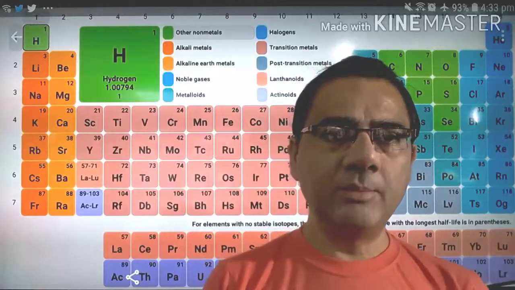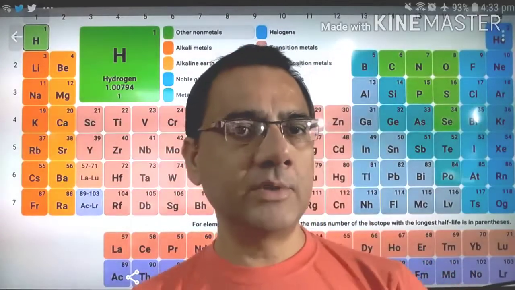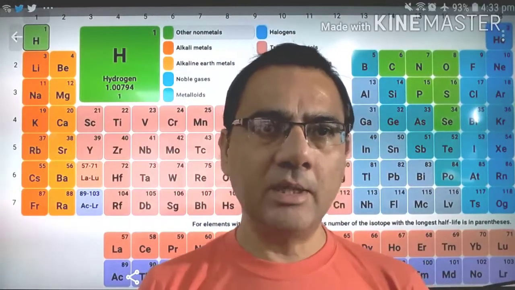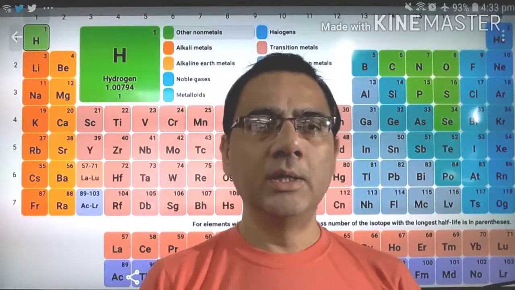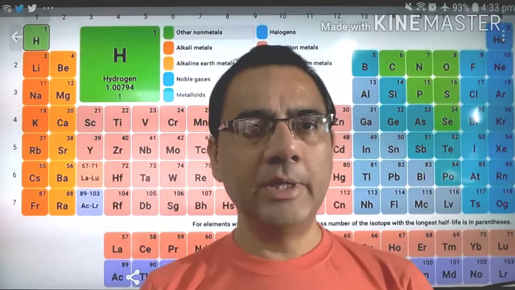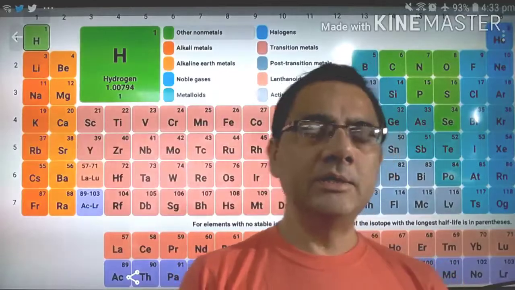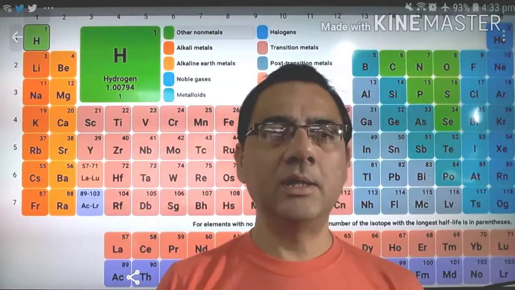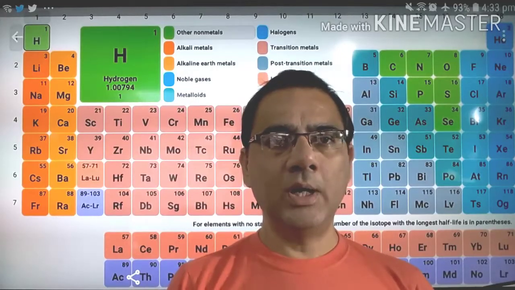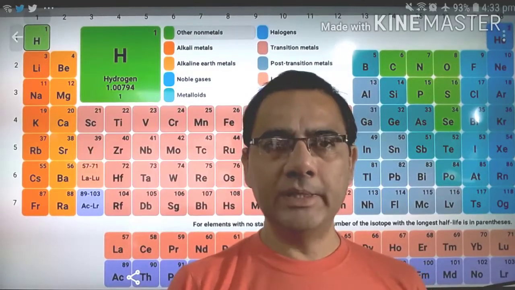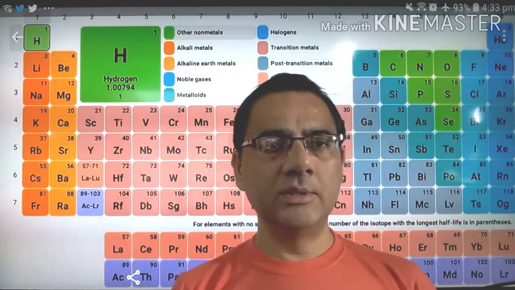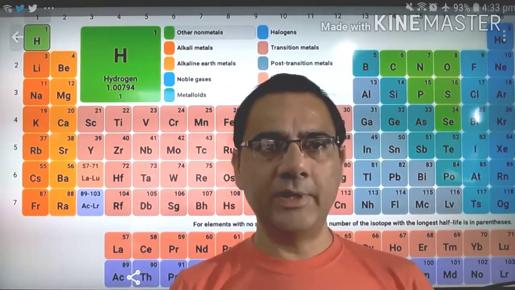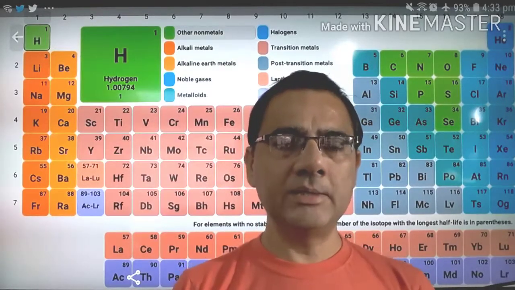Metals have some unique properties, non-metals also have some unique properties, and metalloids are those elements which show metallic as well as non-metallic properties. So those elements in this periodic table which show both the properties of the metals and non-metals are called metalloids. So I hope it is clear to you how many elements are there and how this periodic table is classified into the metals, non-metals and metalloids.